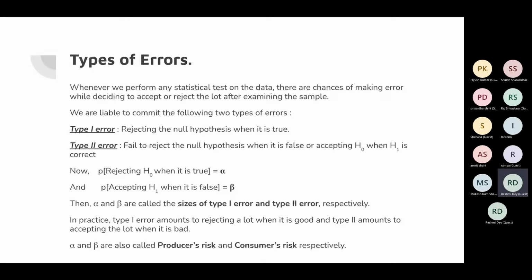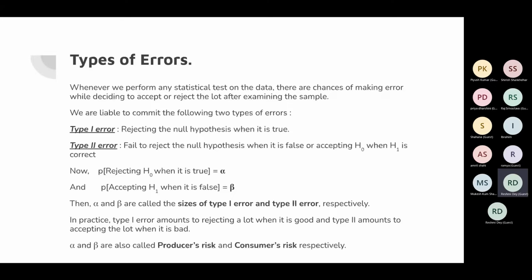Now, the probability of rejecting H0 when it is true, that is, the probability of type 1 error, we write as alpha. And the probability of accepting H0 when it is false, that is, type 2 error, we write as beta. So alpha and beta are basically the sizes of type 1 and type 2 error respectively.